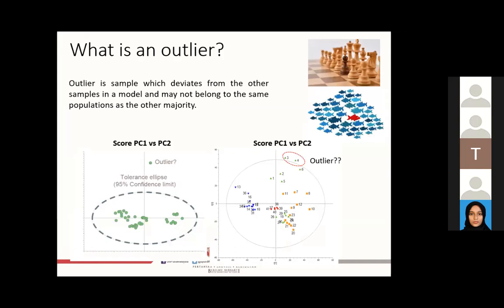What is an outlier? An outlier is a sample which deviates from the other samples in a model and may not belong to the same population as the majority. SIMCA software draws the tolerance ellipse at the 95% confidence limit based on Hotelling's T2. Samples situated outside the ellipse are potential outliers, which may disturb the model.